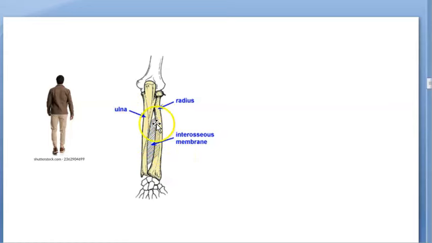Why is it called interosseous? Because between these two bones, radius and ulna, you have an interosseous membrane. And here itself, this nerve has its course. So it is called the posterior interosseous nerve.